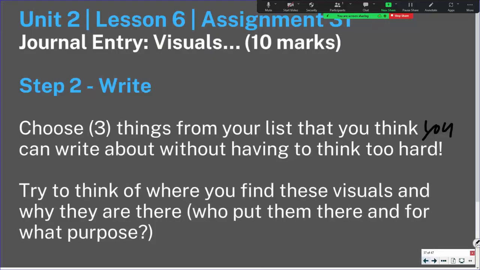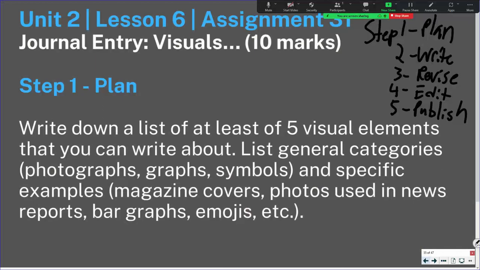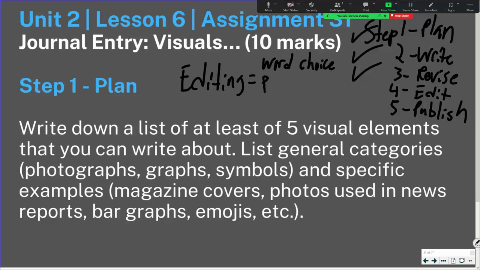When I go back to my assignment, we looked at step one, planning. We did some writing. We did some revising. And then once you have your paragraph the way you want it, you want to go into the editing practice. And remember, editing is word choice. Editing is where we talk about punctuation. Editing is looking at grammar, the rules of writing. Word choice, punctuation, grammar. Editing is adding and cutting words, right?